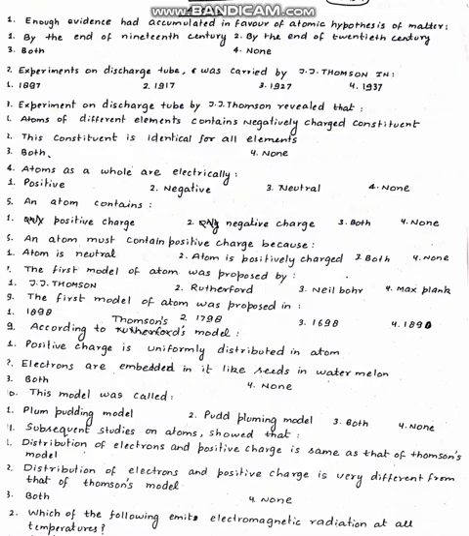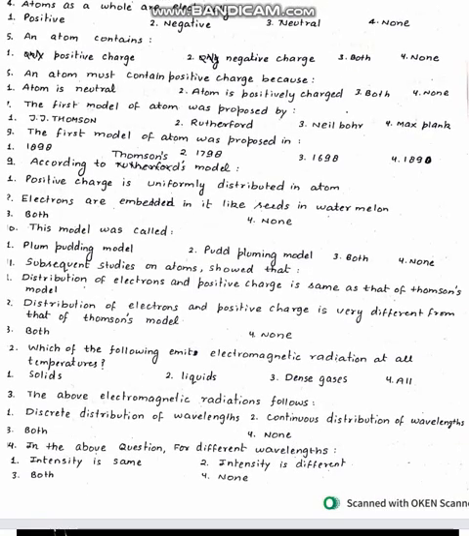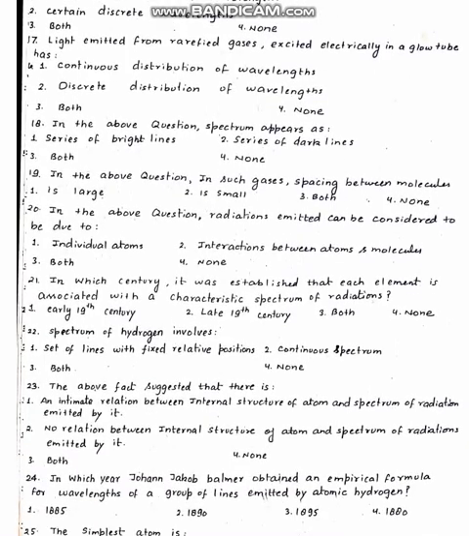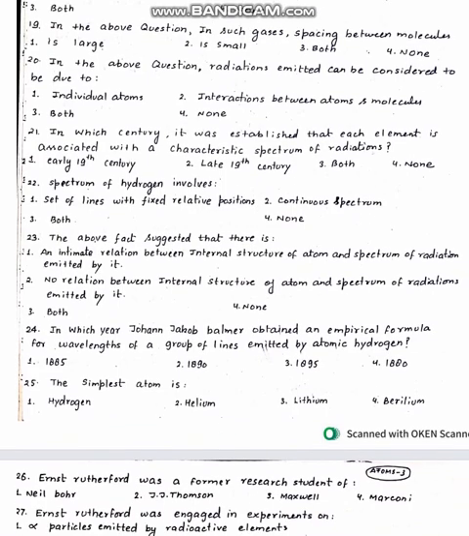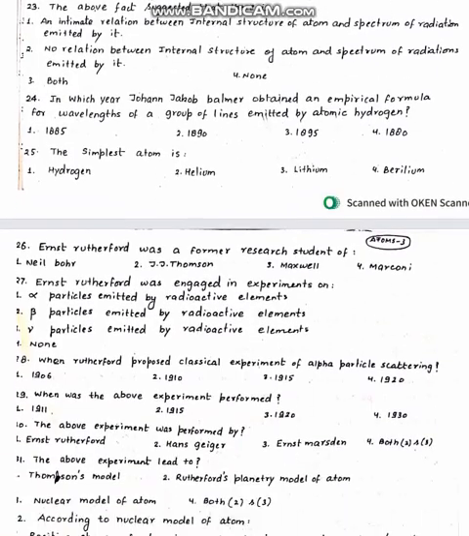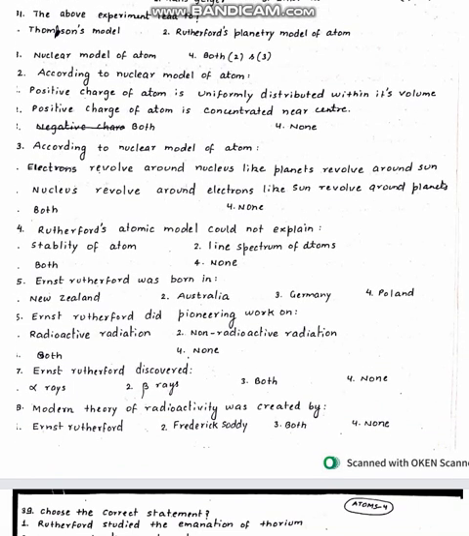So the first question is about atomic hypothesis, then discharge tube experiment by J.J. Thomson, then considerations about atom as a whole, then positive charge on that, different scientific models on atoms. Then we have rarefied gases, the concept of that, spacing between molecules. Each element has a characteristic spectrum of radiations, then spectrum of hydrogen, then simplest atom, then Rutherford experiments, the scattering of that, nuclear model of atom, its postulates, its inability to explain certain things.